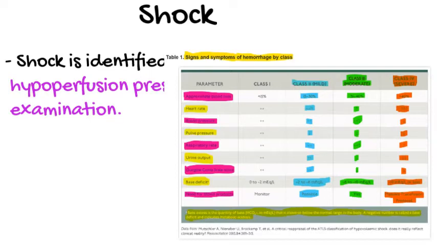The parameters involved are approximate blood loss, the heart rate, the blood pressure, the pulse pressure, the respiratory rate, the urine output, Glasgow Coma Scale, GCS score, and base deficit. A negative base deficit usually indicates a metabolic acidosis.